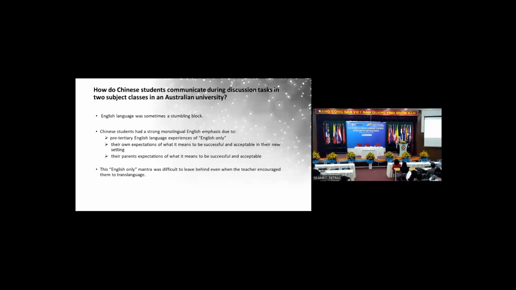And both they and their parents believed that by learning the content of their course, their business course, through the medium of English, would help them to learn not only the content, but the language. Lots of studies have been done on that, which I won't go into here now, but that's not conclusive that that actually happens. Certainly not at our university anyway. So this English-only mantra was a bit difficult for them to leave behind comfortably, even when the teacher tried to sort of reprogram them to thinking that using their own languages was okay.